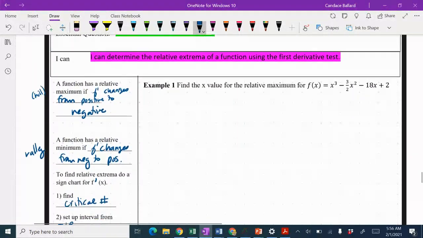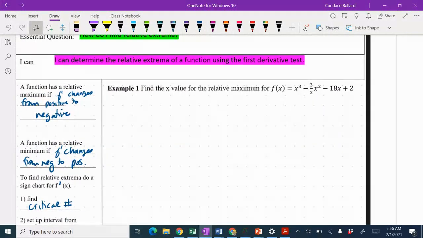So let's take a look at example 1. The first thing I'm going to do is, it says I have to find a relative max, so I am going to take a derivative, okay? Because they didn't give me a calculator. They didn't give me any of that information. So I have to do this by hand. So I'm going to start by just taking a derivative. So f prime of x equals 3x squared. This 2 is going to come in front, so these 2's would cancel. So minus 3x minus 18.